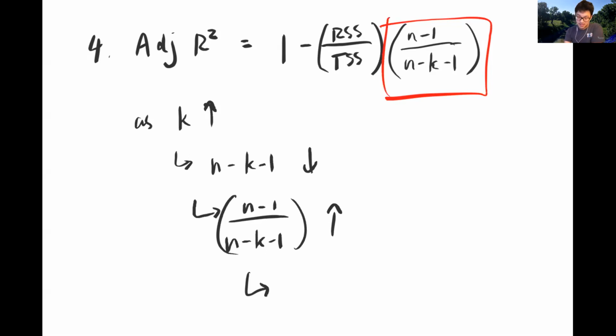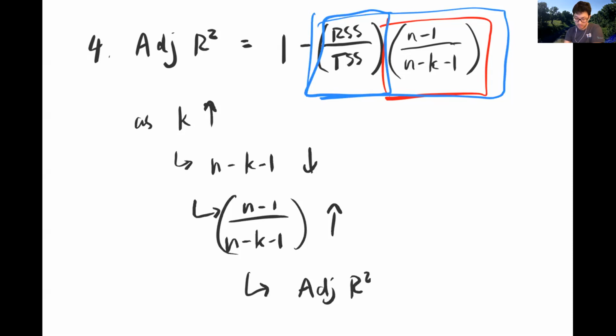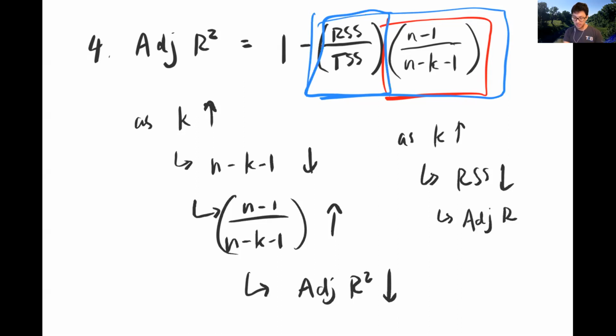And so let's see, when this term here gets multiplied against a larger term, then this whole thing will increase, and so your adjusted R squared will decrease. So all else constant, right? But it's balancing against the fact that as k increases, then your RSS will decrease. So this could lead to adjusted R squared going up. So you are balancing between what's happening here versus what's happening here.